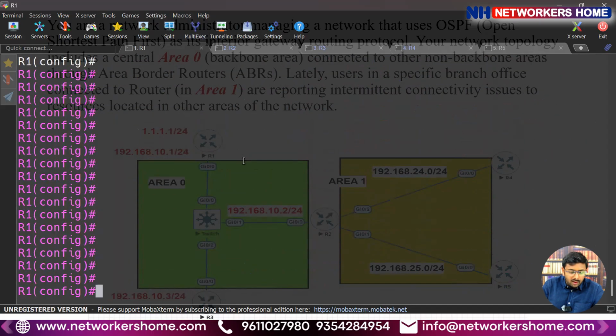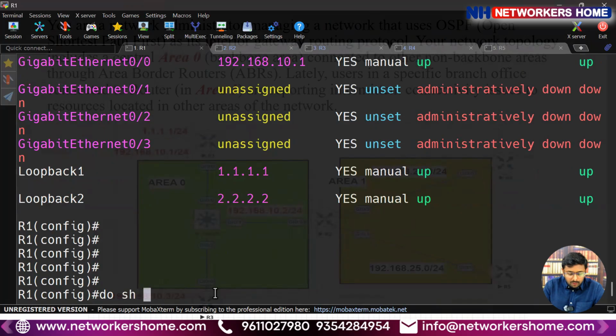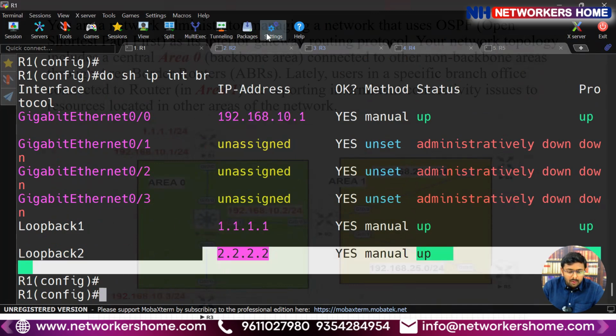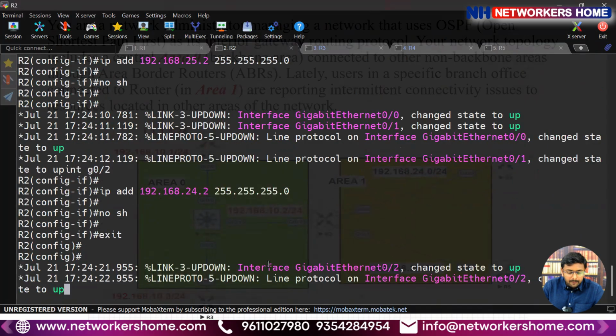So we are on router 1. Do show ip interface brief. If we check here, we have configured the IP on router 1. It is showing 10.1, on loopback 1 we have 1.1.1.1, and on loopback 2 we have 2.2.2.2.